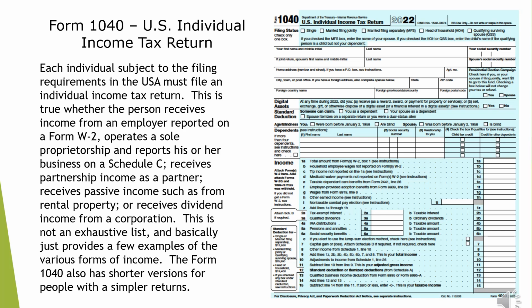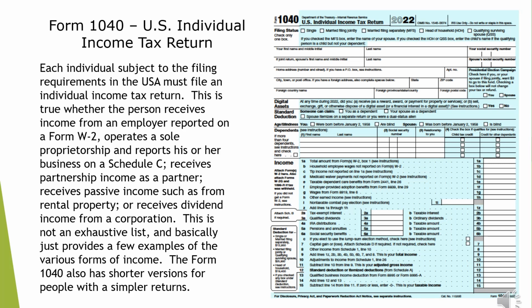You can also operate a proprietorship and report your income on a Schedule C. We're going to talk about that later. You could receive partnership income as a partner. You could receive passive income, such as from rental property. You can receive dividend income from a corporation. So this is not an exhaustive list by any means, and basically just provides a few examples of the various forms of income.